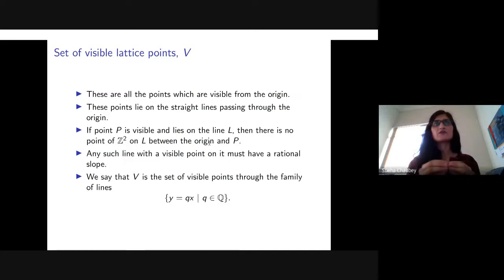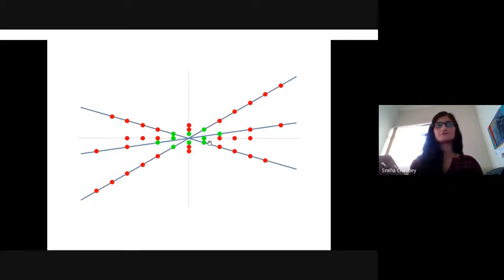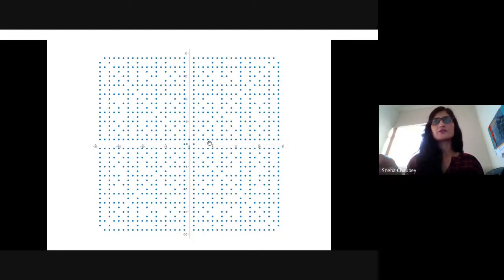Okay, and so we collect all such visible points, and we call that set V. So we say that V is the set of visible points through the family of lines y equals qx, where q is a rational number. Okay, so that's a picture. You're drawing all straight lines with rational slopes passing through the origin, and the first point on the line will be a visible point, and all other integer points on the line will be invisible. So the green dots represent the visible lattice points, and all the red dots represent the invisible lattice points. Okay, and here is another picture. So this again is the set of all visible lattice points.